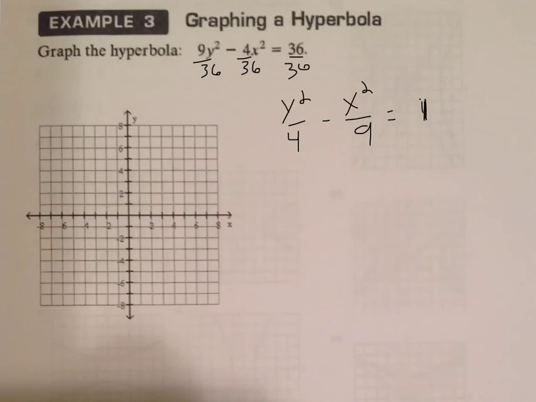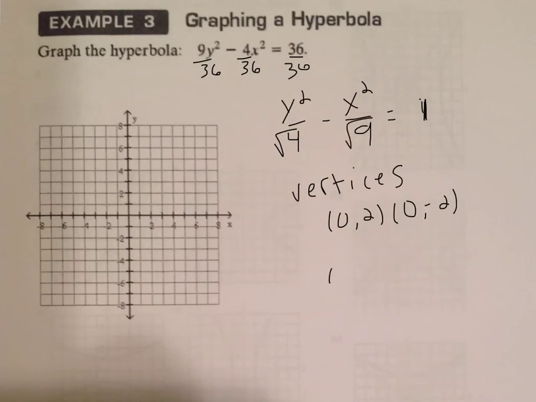Okay, so we've got y squared written first. So my vertices would be the square root of 4. I would get plus or minus 2. And it's going to go in the y position. So 0, 2, and 0, negative 2. But we're also going to have to make our asymptote box, we're going to have the square root of 9, which is plus or minus 3. And so we would have, for the x position, 3, 0, and negative 3, 0.